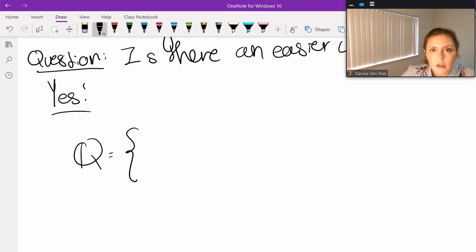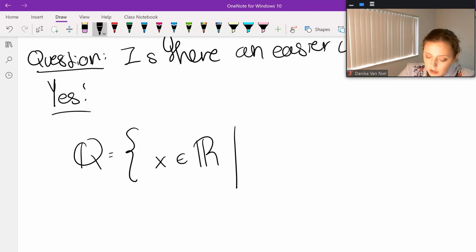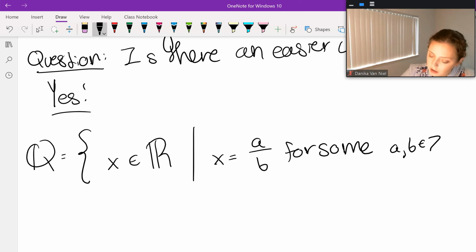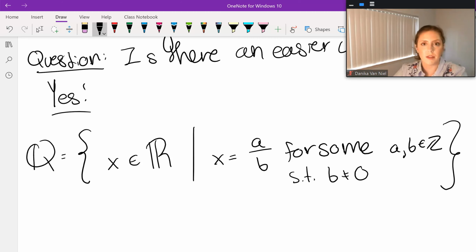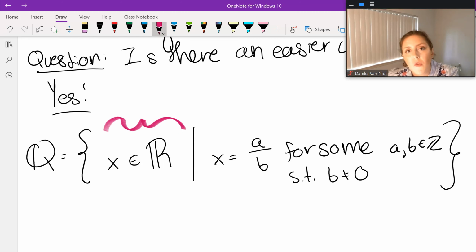So I'm writing the beginning bracket of a set. Now I'm going to say X, an element in the reals, such that X equals A over B for some A and B that are integers, such that B is not equal to 0. If B is 0, then that breaks everything. Fantastic. So what this part says here is where we can grab our elements from.